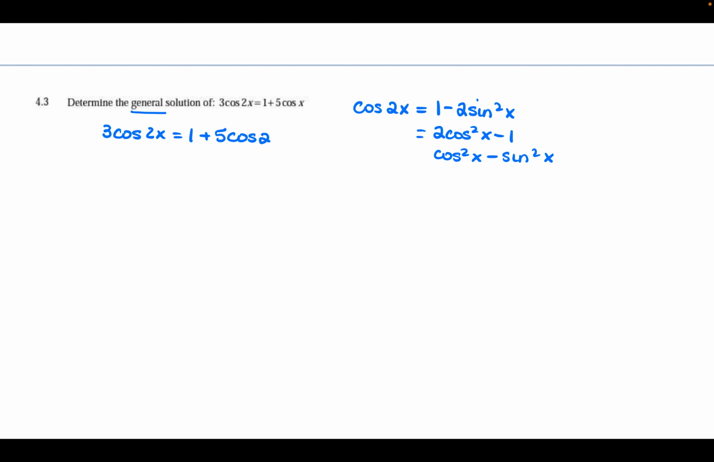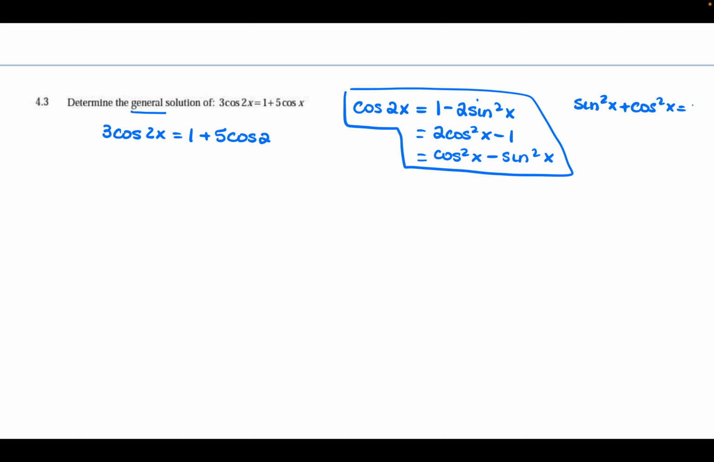Well, we need to decide which one to use here. These are all worth memorizing, although they're all connected by the Pythagorean identity. Sine squared plus cosine squared equals 1. So if you can't remember all of them, you can use that to help you. But let's go back to our problem.